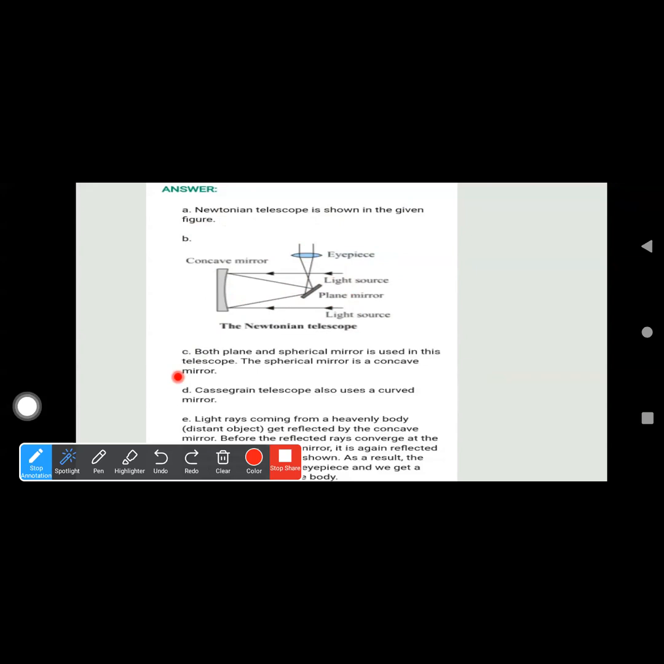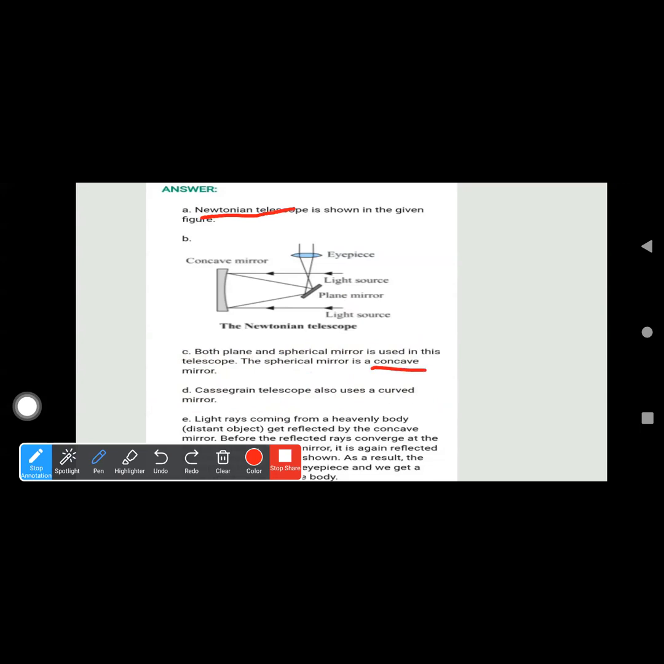Then what is the third question? Which type of mirror does the telescope use? So both plane and spherical mirrors. Spherical mirror means concave and convex mirrors are called as spherical mirrors. So here we are using concave mirror. So both plane and spherical mirror is used in this telescope. The spherical mirror is a concave mirror. Then the next question is, what other type of telescope uses a curved mirror? So also we know that Cassegrain telescope uses a curved mirror. So you have to underline these answers. Here the answer is Newtonian telescope.